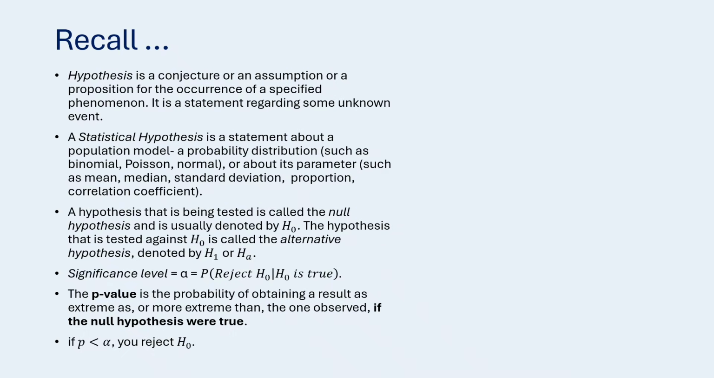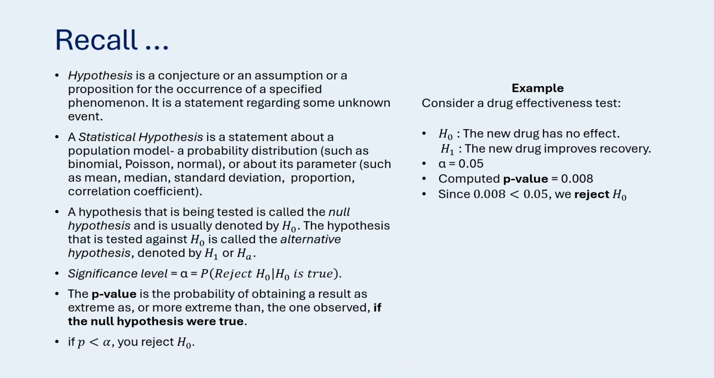So for every testing procedure, we specify a significance level alpha, which is nothing but the probability of rejecting H0 when H0 is true. And the p-value is what we almost every time compare with this value of alpha, and if p is less than alpha, we reject H0. So let us look at a simple example.